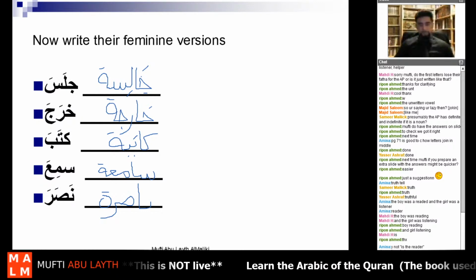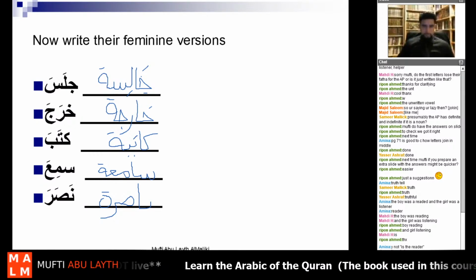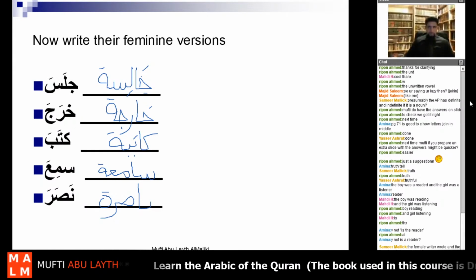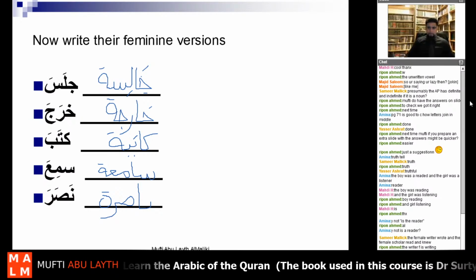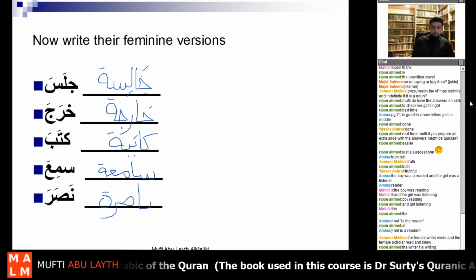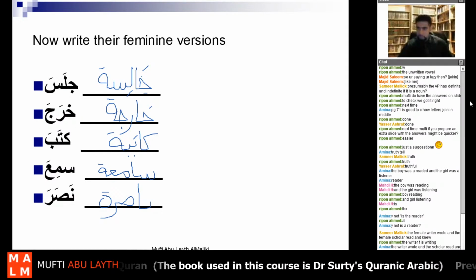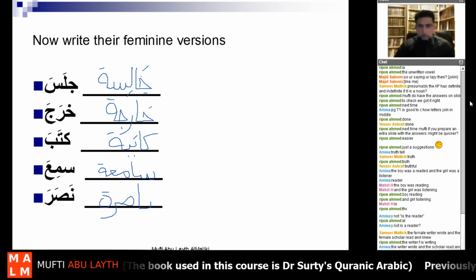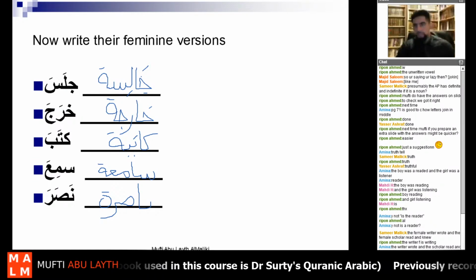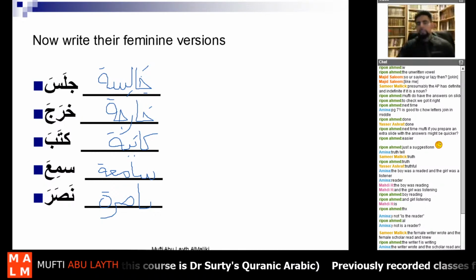The female writer wrote and the female scholar read and knew. Ahsant. Scholar read and knew. Ahsant. I mean, you're both correct. You are aware, you don't have to always write that the female writer or the female, as long as you're aware.